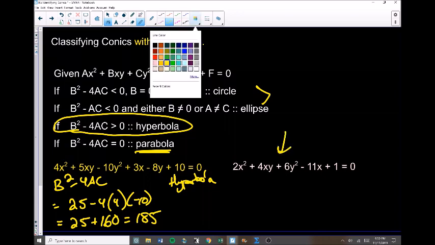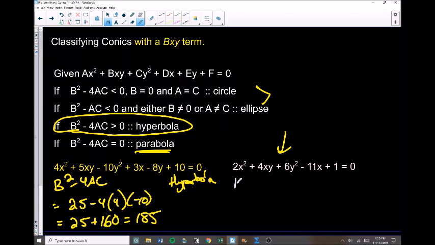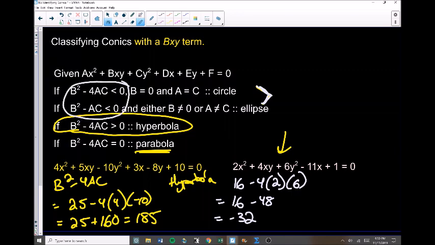Let's find out. B squared minus 4ac would be 16 minus 4 times 2 times 6, which is 16 minus 48, which is negative 32. Okay, so far we know it's either a circle or ellipse because b squared minus 4ac came out negative. So if b equals 0 and a equals c, which isn't happening here, b is not 0 and a is not c, it'd be a circle, so this is not a circle. So if b doesn't equal 0 or a doesn't equal c, it's an ellipse, so that's this. This is an ellipse. You can follow those formulas quickly to find what type of conic it is: circle, hyperbola, ellipse, or parabola.